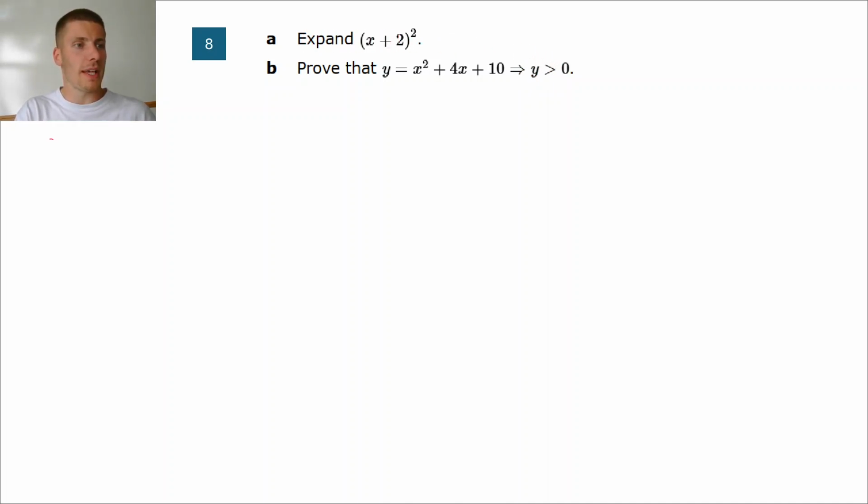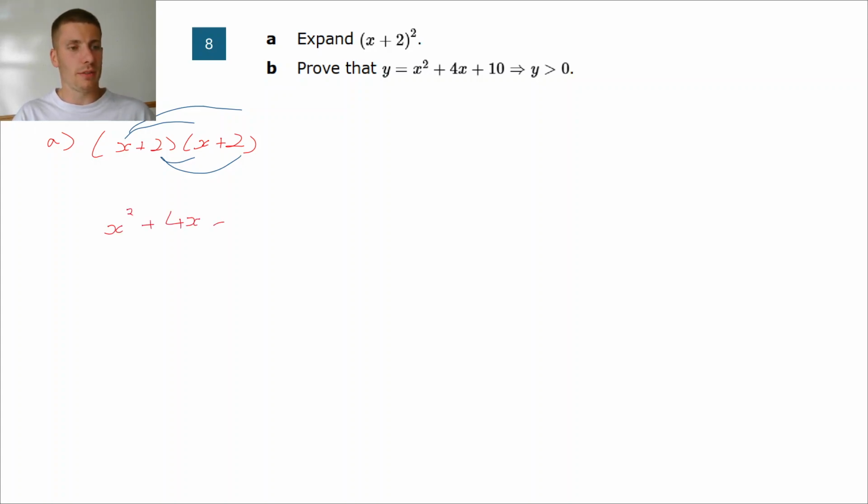So part A is saying, let's expand the first part, so x plus 2 timesing by itself, so x plus 2. Because this part of the question is saying expand it, really we should show our working, so let's do that. So x and this 2, there we go. And then we get x by x is x squared, plus 2x by 2x, so plus 4x, and then plus 4. There we go. Part A is done, which is nice.